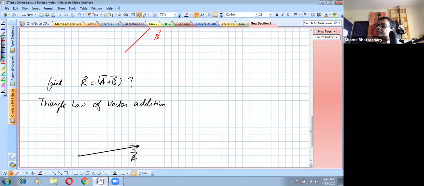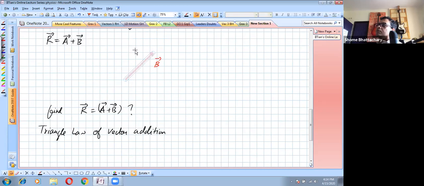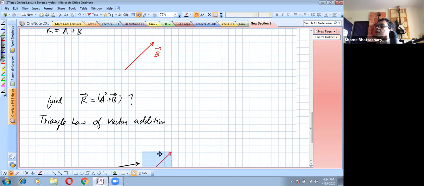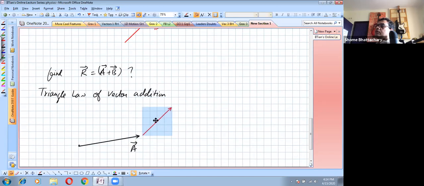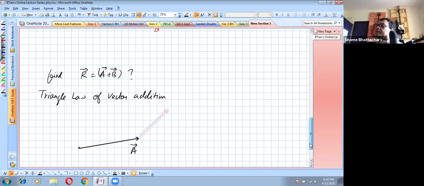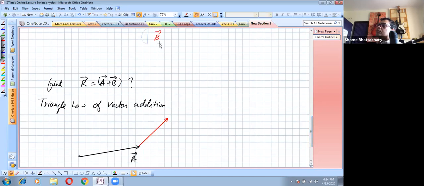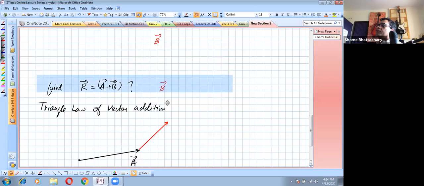So I first place the vector A and then I pick up the vector B, but I place it below here now such that I am drawing it from the head of A. This. So now this represents my vector B. So my vector B now has come here.